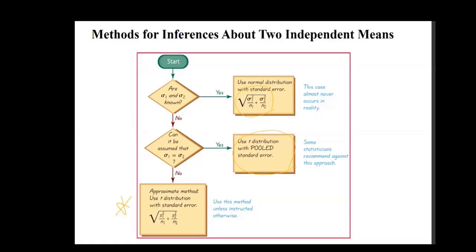So let me repeat. Normally, sigma 1 and sigma 2 are both missing. We can't use the first case. Normally, we cannot assume sigma 1 is equal to sigma 2 unless they tell us somehow they are aware of that and they tell us. Therefore, most of the time, we use the case that uses the t distribution and sigma 1 is not equal to sigma 2.